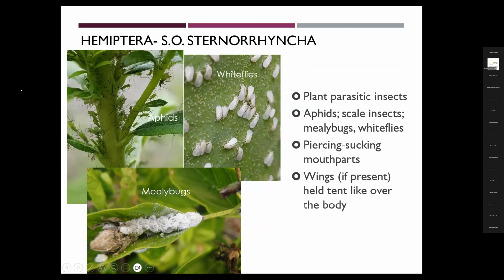And when we look at a lot of these insects, they don't have wings, whether that's in the immature stage or the adult stage. A lot of them don't have them. When we look at the whiteflies, which you see on the upper right-hand picture, they don't have wings as immatures, but they do have wings as adults. And again, you can see those wings are going to be held kind of roof-like or tent-like over the body.